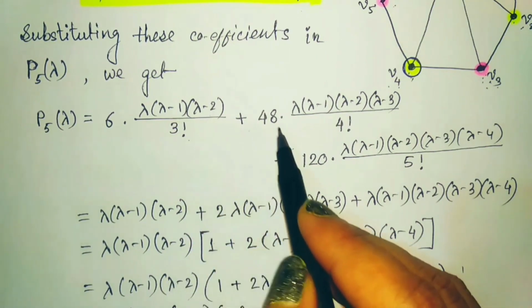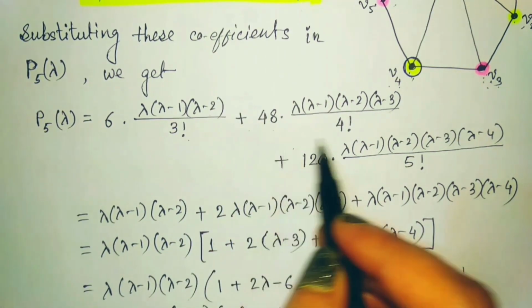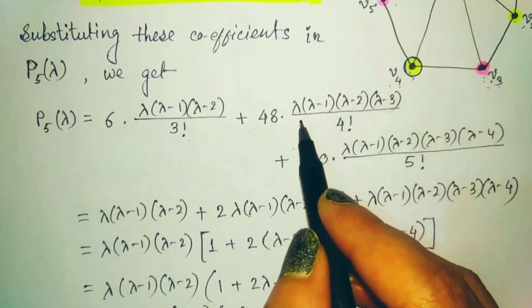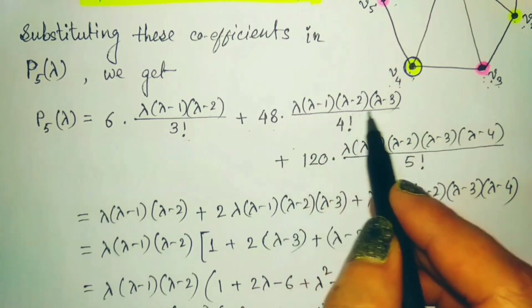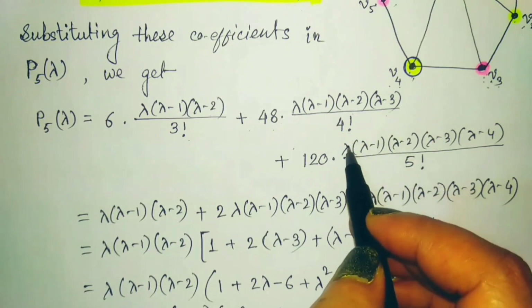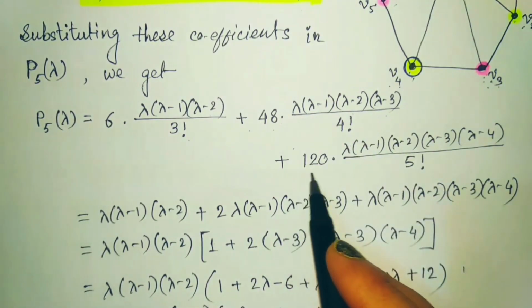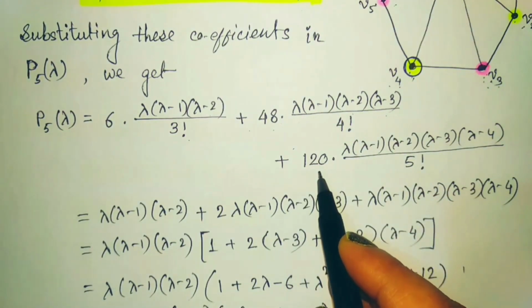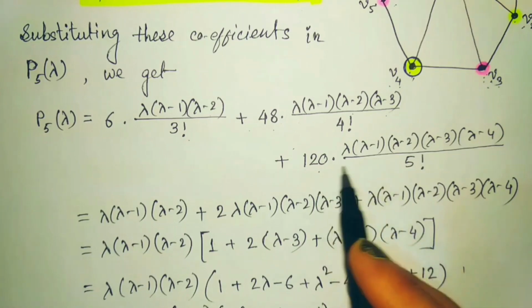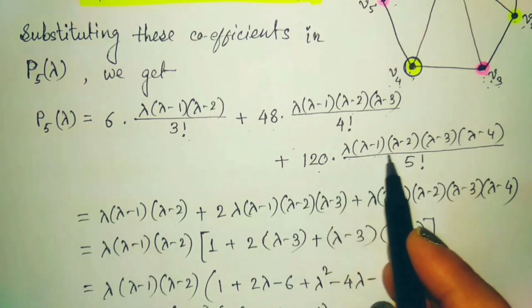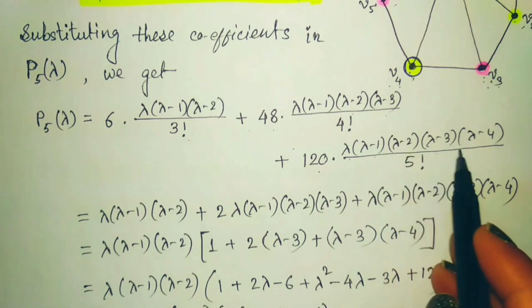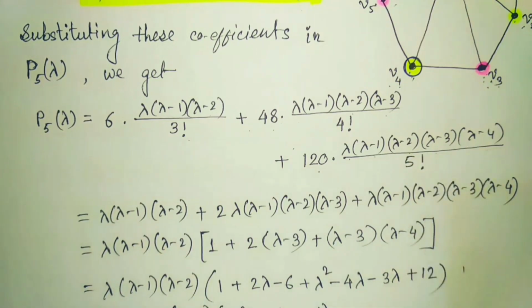Then plus 48, that is C4 is 48. So 48 into lambda minus 1 into lambda minus 2 into lambda minus 3 by factorial 4, plus 120. 120 is for the C5, that is 5 factorial into lambda minus 1 into lambda minus 2 into lambda minus 3 into lambda minus 4 by factorial 5.